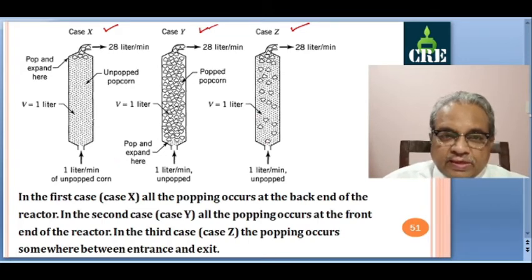So in this case you cannot determine simply V by V0. Here you can see everywhere 28 liters per minute is coming out and 1 liter per minute is entering, but still there is a difference in the mode of operation. In the first case most of the popping happens at the end. In the second case, the popped corn travels upwards, and in the third case popping happens anywhere in between along the length of the reactor.